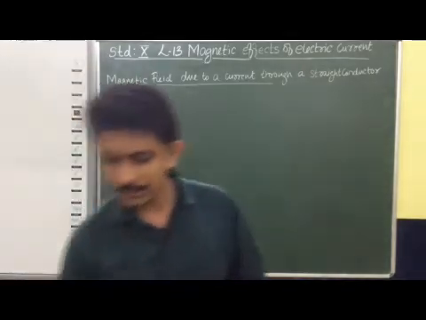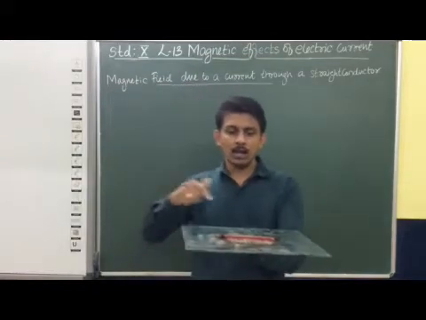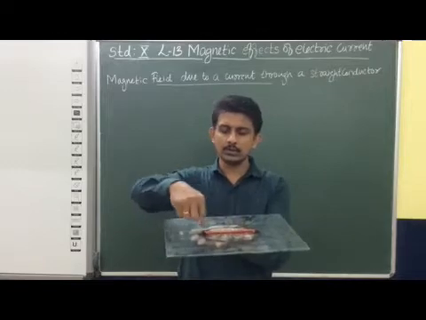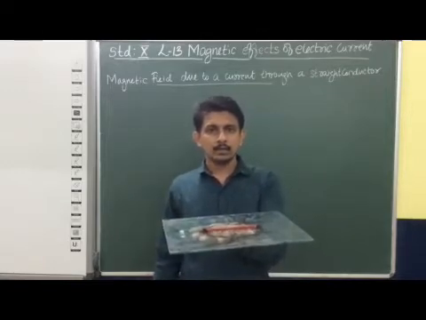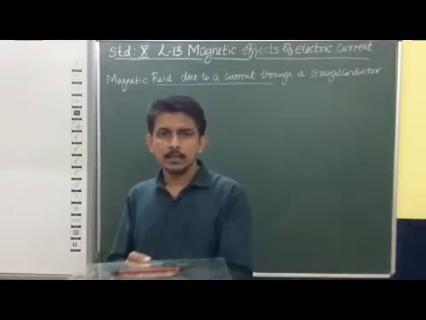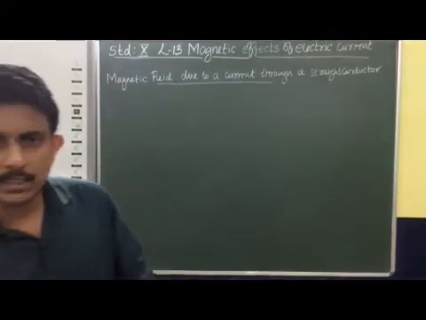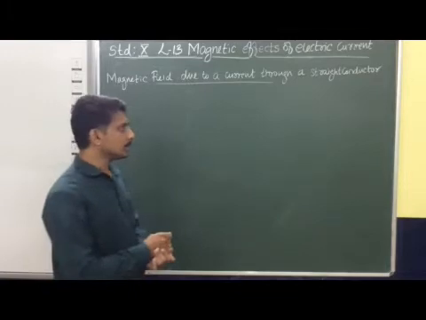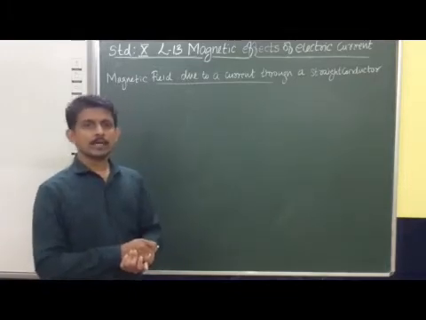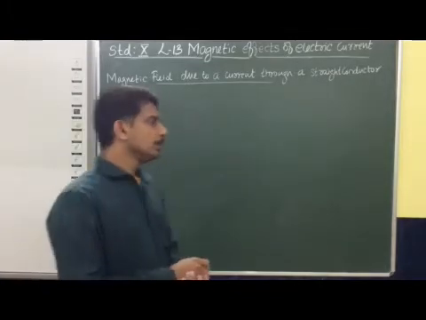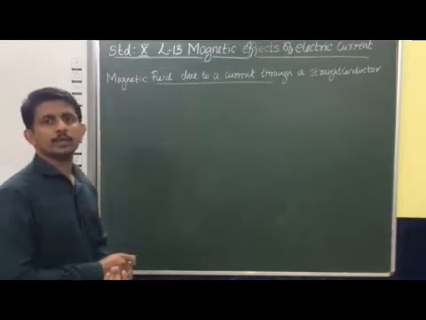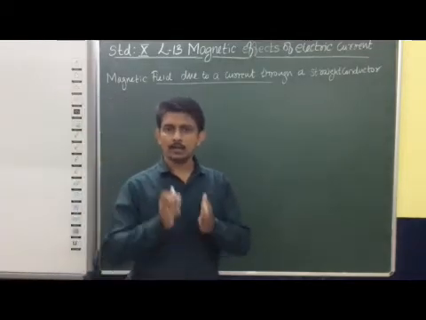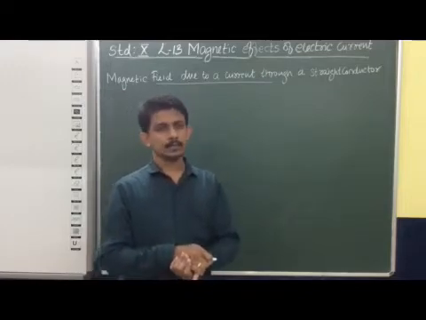We have seen that in the case of a bar magnet, the magnetic field lines are produced in the form of curves. You can see that. Similarly, in the case of a long straight conductor, magnetic field lines are also produced. Here we are going to discuss the nature of the magnetic field lines produced in the case of a long straight wire carrying current.